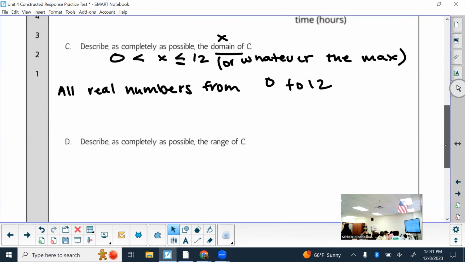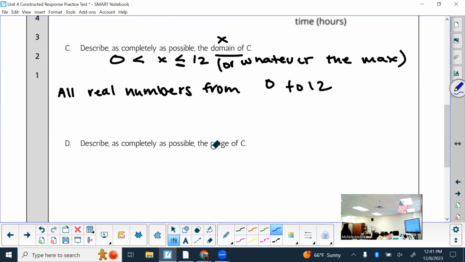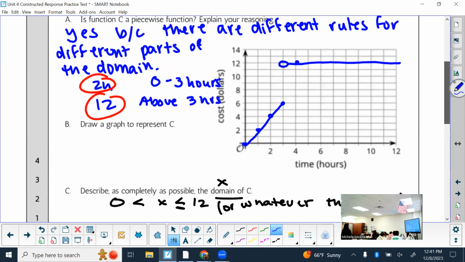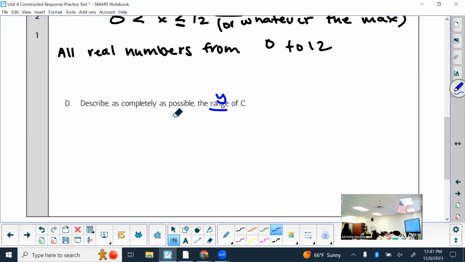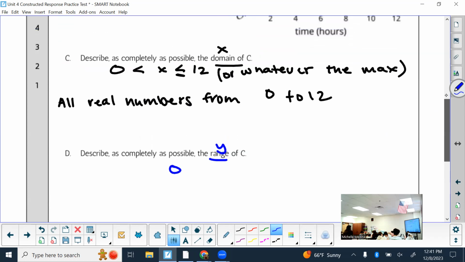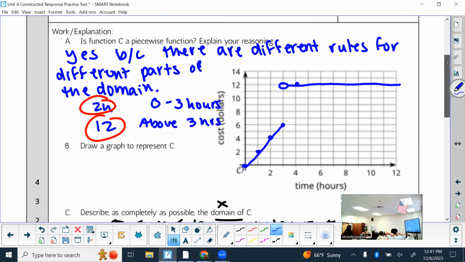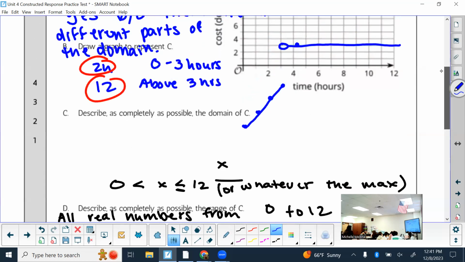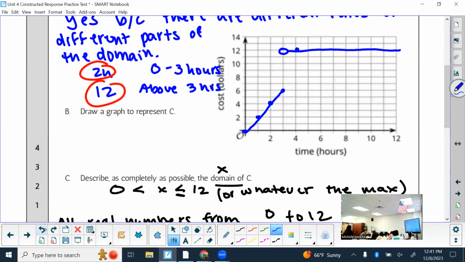Then they wanted us to define the range. The range refers to all the what in a function? What's my smallest y value? My smallest cost? 0, we could start it at 0. So maybe, I don't know, if they're only there for a few minutes, maybe it's just a few pennies, I don't really know. But we can start it at 0. And then what's my highest y value? Well, now is it everything in between 0 and 12? Is that what our graph shows? Okay, that's everything in between 0 and 12.